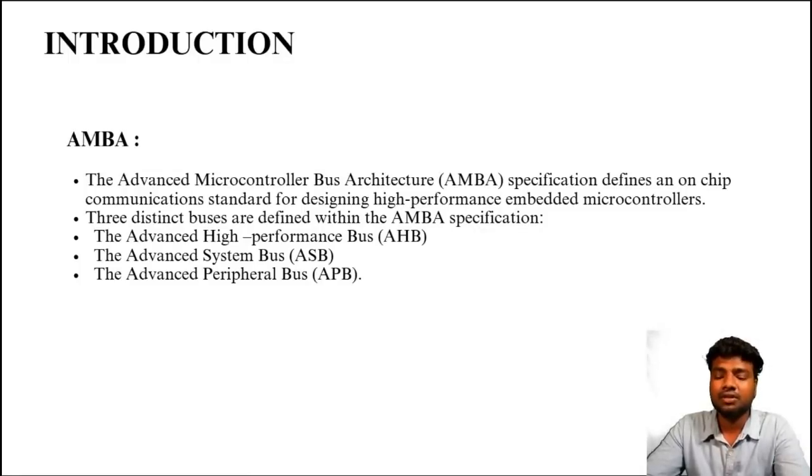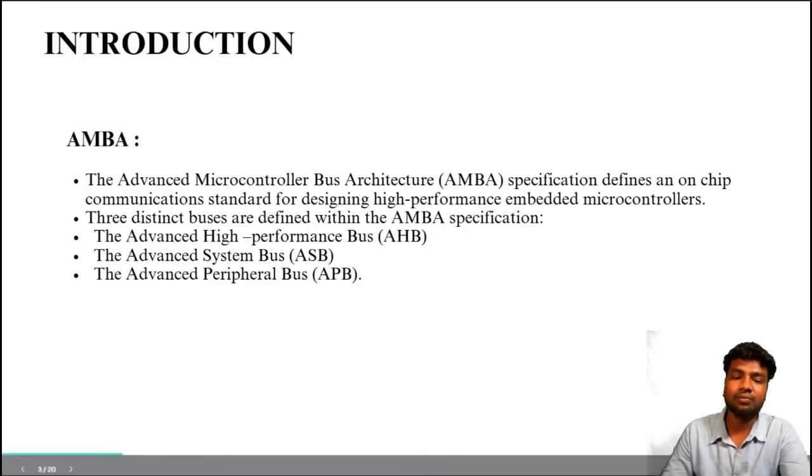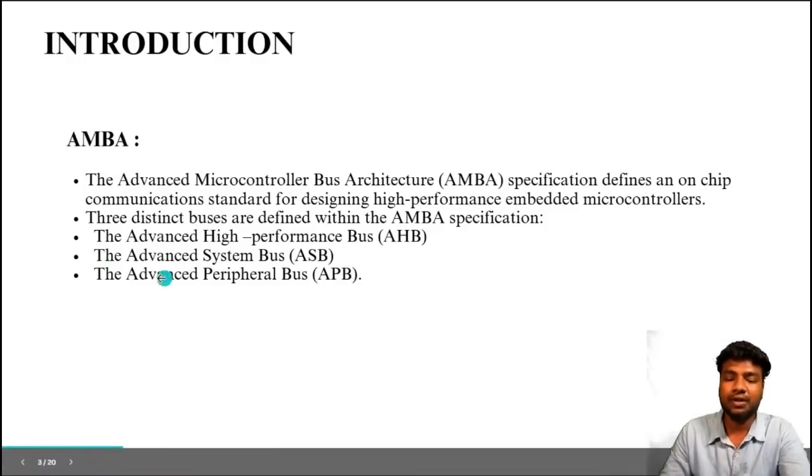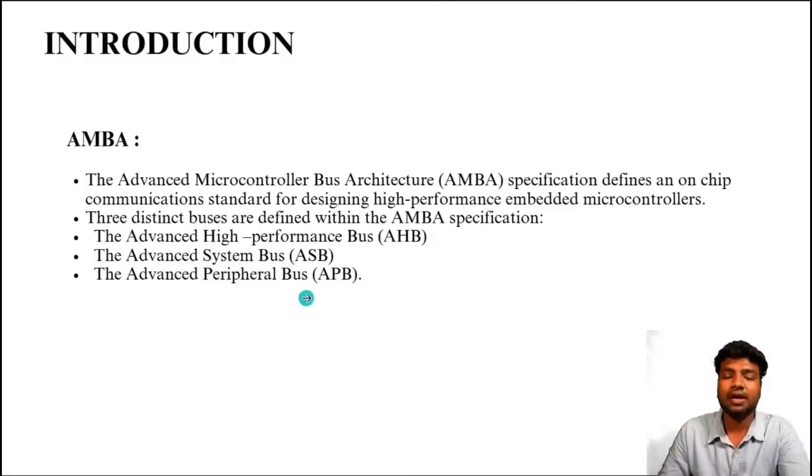They are increasing the speed, the performance and the frequency of the protocols, like AXI, APB, AHB. It is a standardized communication for designing high performance embedded microcontrollers. These are the three main protocols: AHB, APB, ASB. AHB stands for Advanced High Performance Bus. ASB stands for Advanced System Bus. APB stands for Advanced Peripheral Bus. Another one is AXI, Advanced Extensible Interface. These are the protocols given by AMBA.